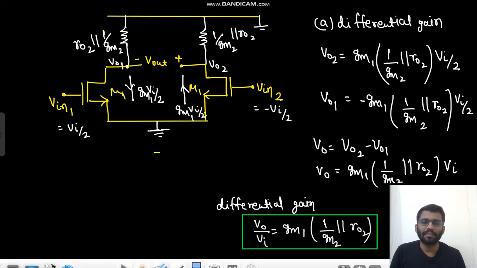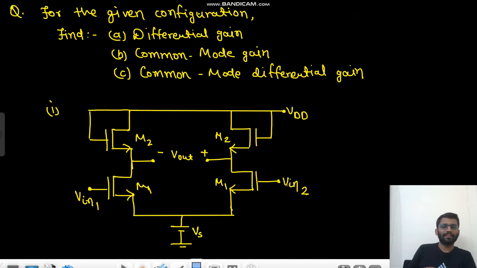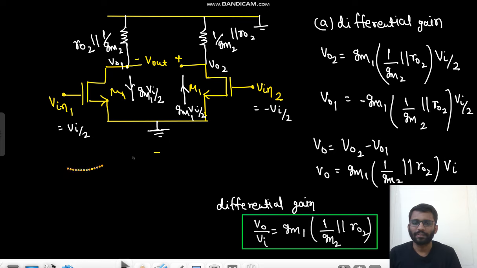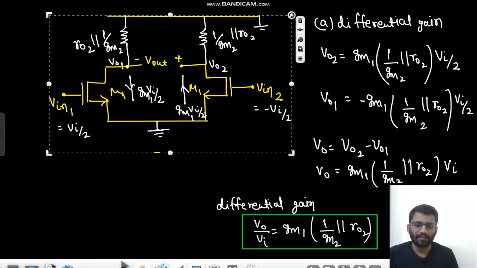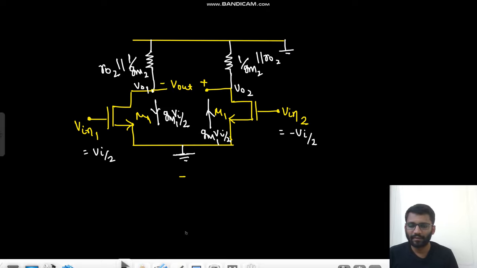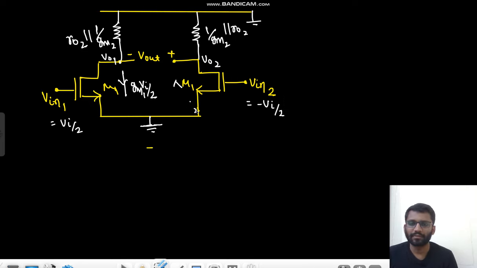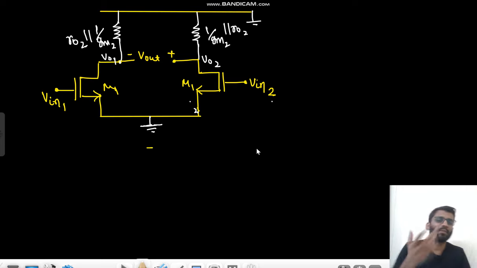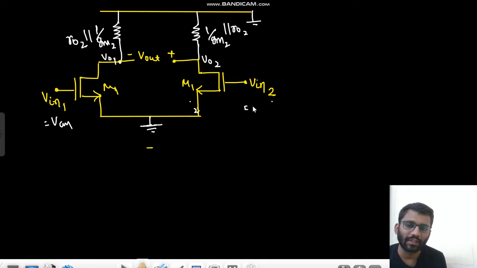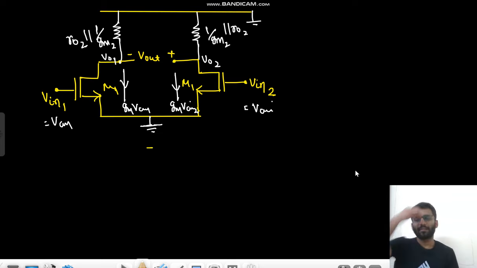Okay, now the same analysis we are going to do for common mode gain. For V1 we will apply VCM and for V2 we will apply VCM. So I can copy this circuit only. The changes we are going to make is, this one should be removed, this one should be removed, this one should be removed. The resistance and everything are all the same, right? Here we are applying VCM, here also we are applying VCM. Here we have GM VCM current and here we have GM VCM current, right?